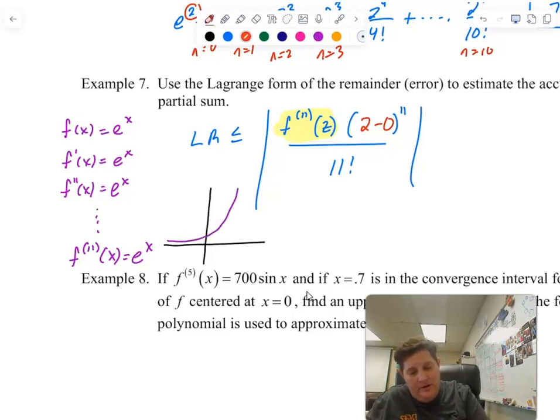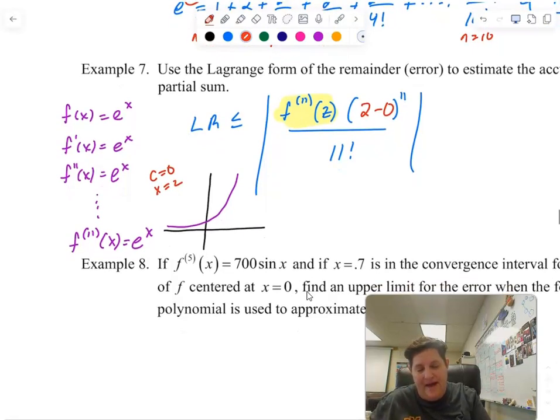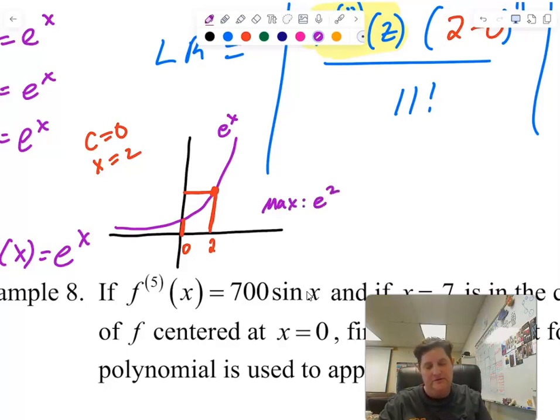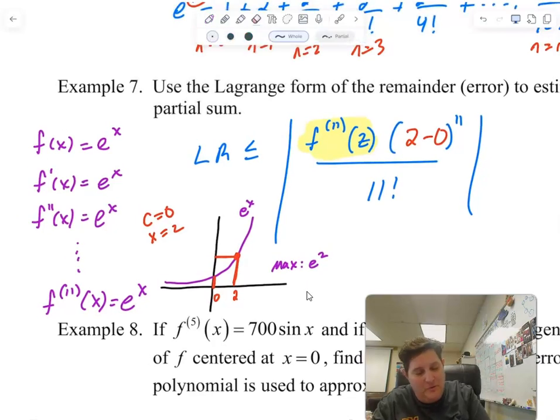Now remember, c was 0, x was 2. What is the maximum of this on the interval 0 to 2? Well, this is an increasing function, so it clearly hits its max right there. And what is the height of this function at 2? Remember, this is the function e to the x. So the maximum height that it gets at 2 is e to the 2. Okay? So that's where you come in and you say, all right, this is e to the 2.